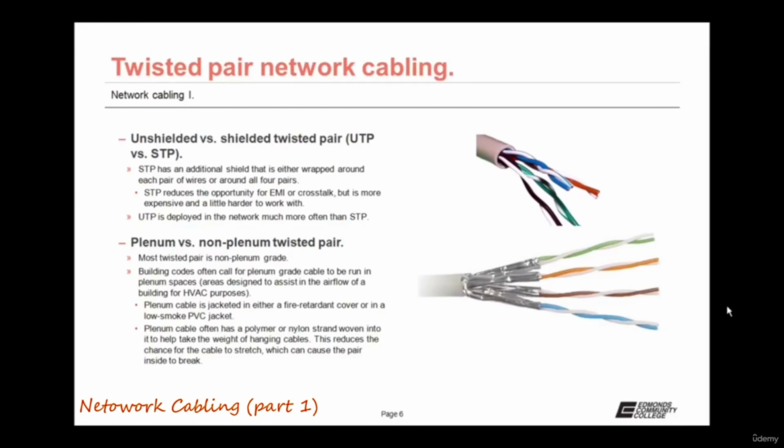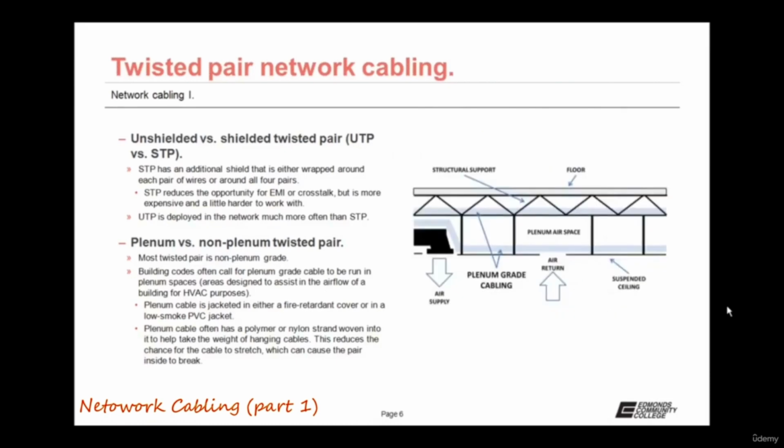That shielding reduces the opportunity for EMI or crosstalk, but it is more expensive and a little harder to work with because it's not as flexible. UTP, or unshielded twisted pair, is deployed in the network much more often than STP. There are also plenum and non-plenum types of twisted pair.